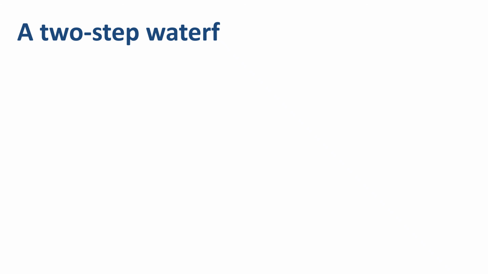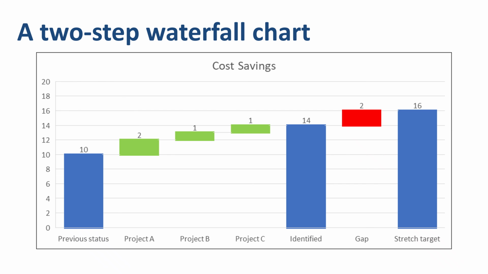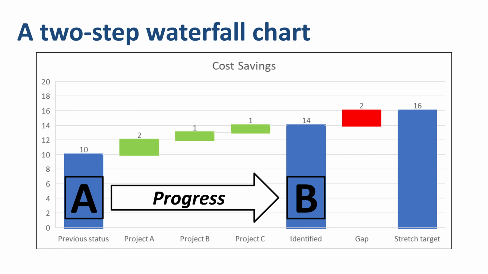Waterfall charts can also be used to explain a work in progress situation. The progress you have made going from A to B and the gap that is still to be closed between B and C.